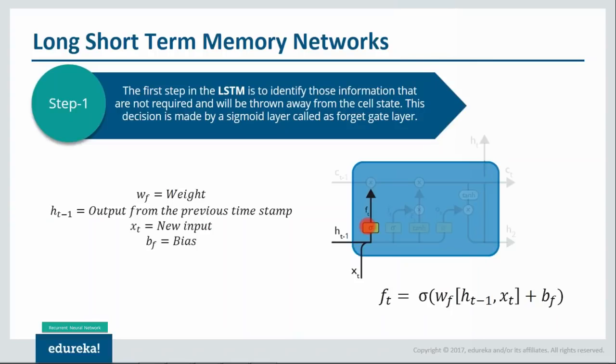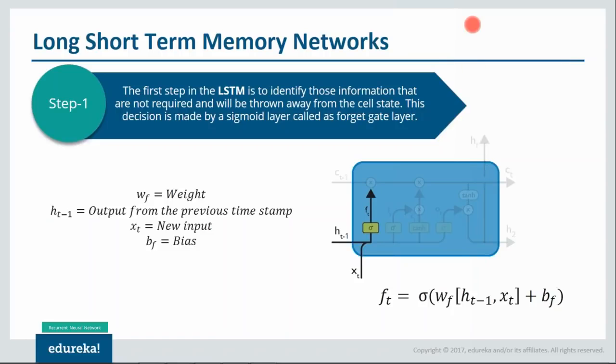A 1 represents completely keep this, while a 0 represents completely get rid of this. Now if we go back to our example of a language model trying to predict the next word based on all the previous ones, in such a problem, the cell state might include the gender of the present subject so that the correct pronouns can be used. When we see a new subject, we want to forget the gender of the old subject, right? We want to use the gender of the new subject. So we'll forget the gender of the previous subject here. This is just an example to explain what is happening here.